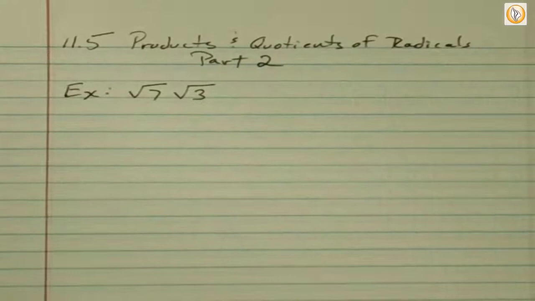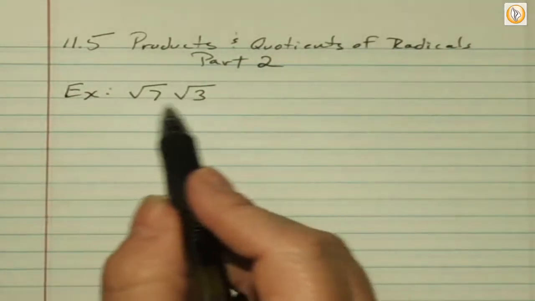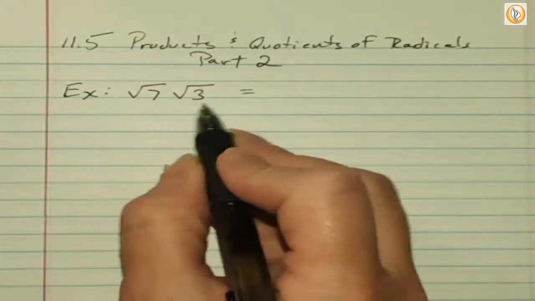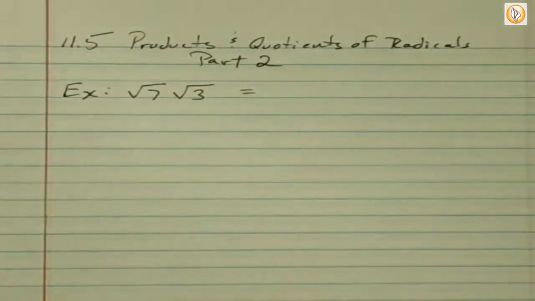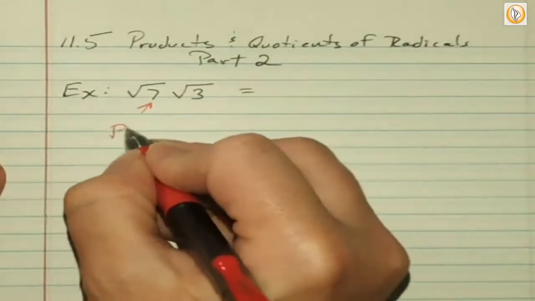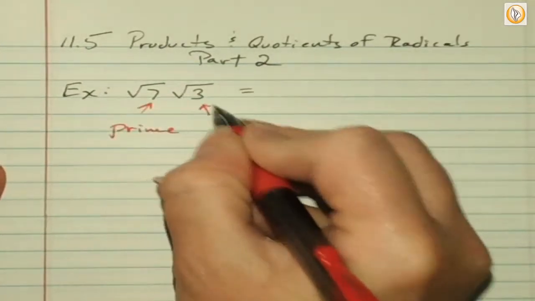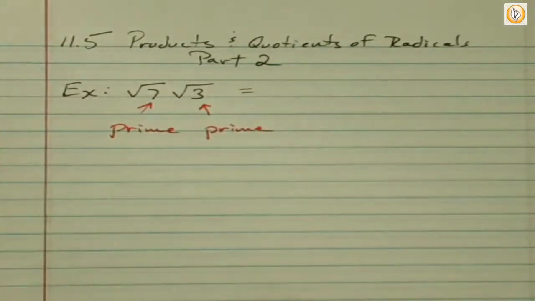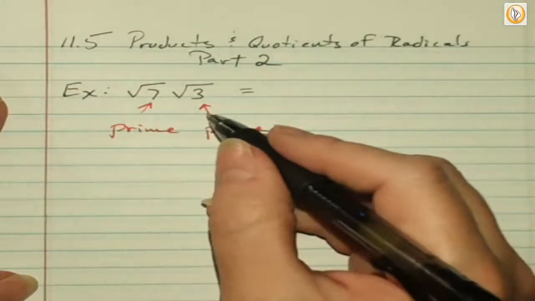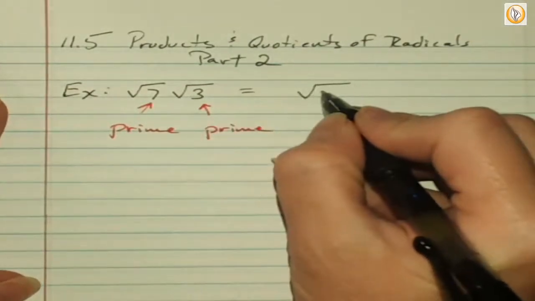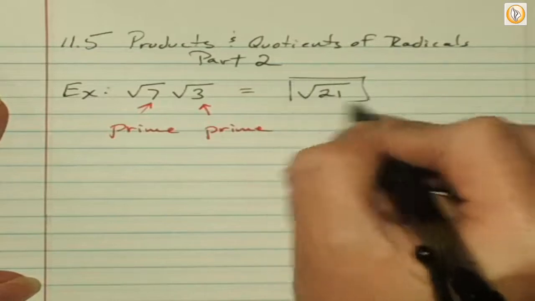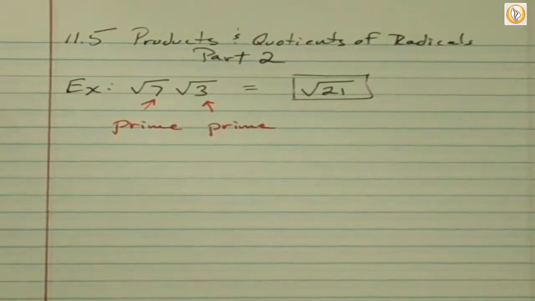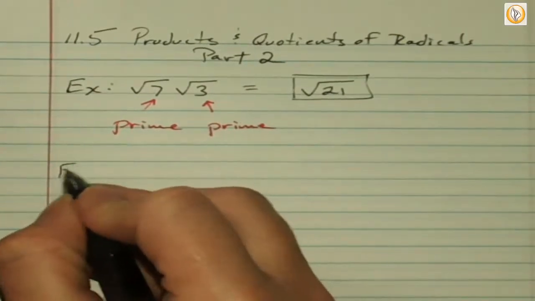Look at that. If they're right next to each other, what does that mean? Multiplying. Both of these numbers are prime, yes? Okay, so if this is prime and this is prime, then all you have to do is multiply. So 7 times 3 is 21. So then it's the square root of 21. And you're done. But it gets better.